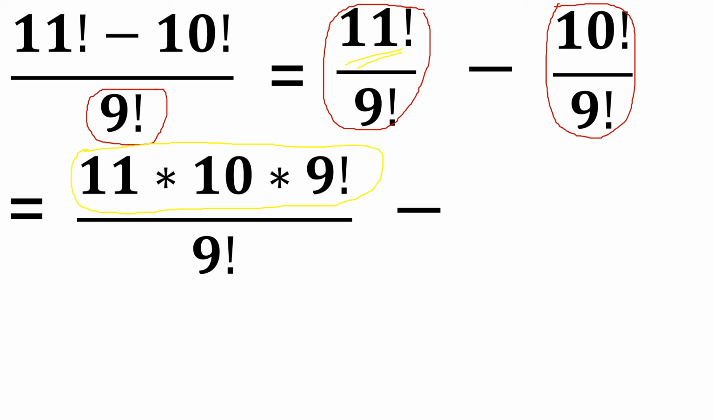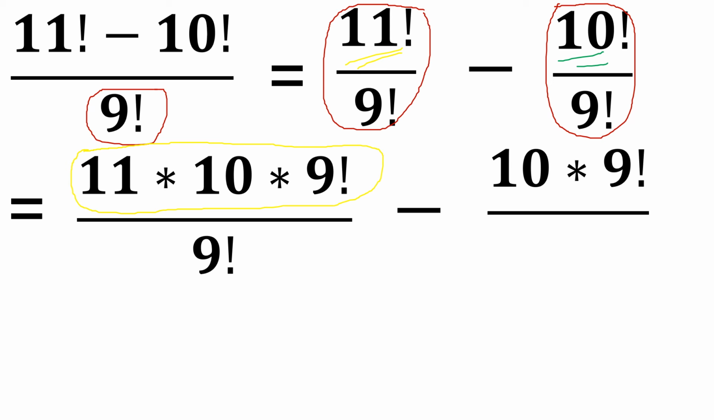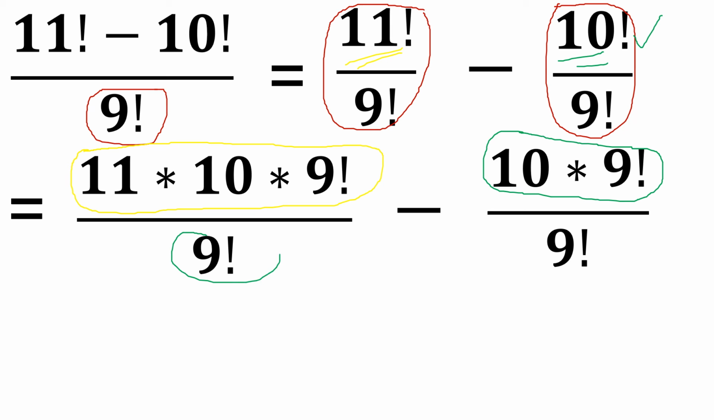Remember also that our 10 factorial is expressed as 10 times 9 factorial. So this value here is simply what we have here. Of course, we bring in the 9 factorial, and the denominator is still the denominator here.